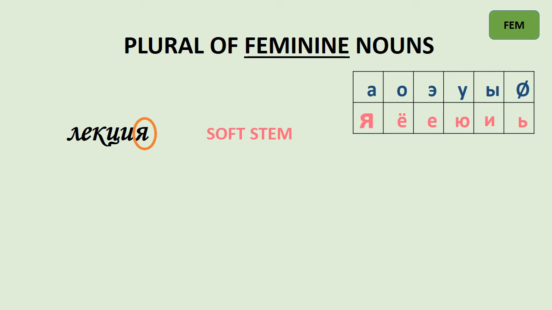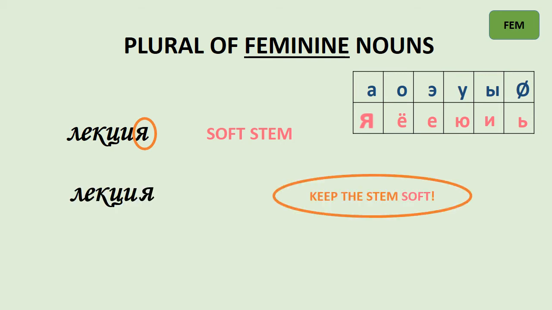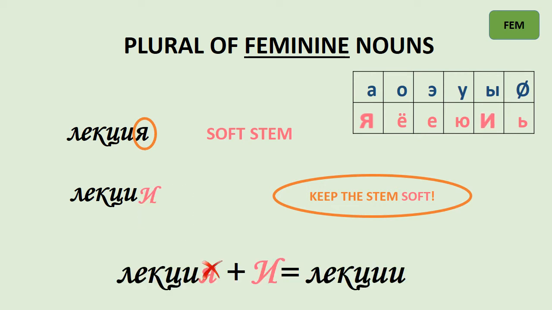For us, it's enough to see that the last letter is ya to determine that the stem is soft. We then take it away and add an e to make лекции and keep the stem soft. So we have лекция minus ya plus e equals лекции.